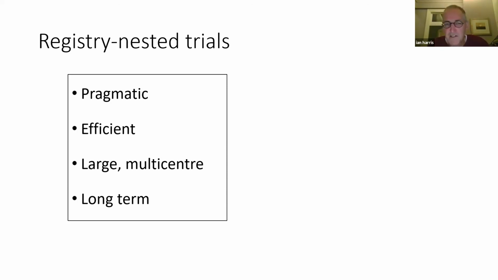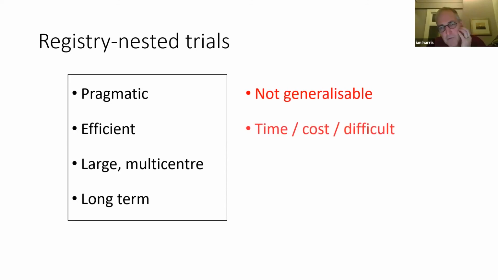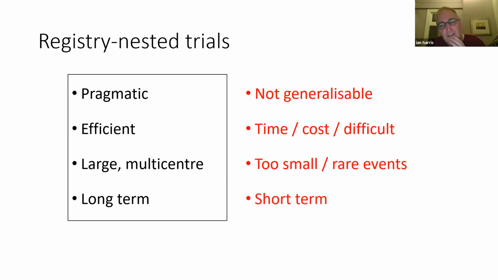So just click next a few times. And you'll see that these registry nested trials address all of the problems of randomized trials being not generalizable, too hard, too costly, not going for a long time, not powered for rare events, for being too small, and it's got the big advantage of randomized trials in that it's got randomization. So it's really the best of both worlds. Next slide.